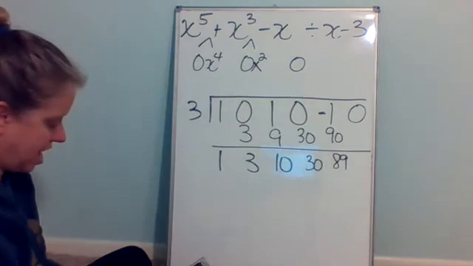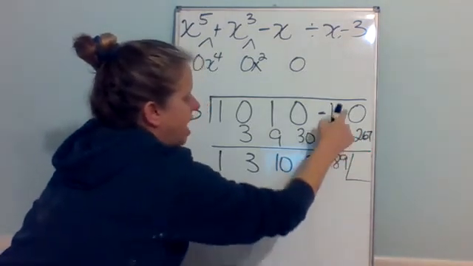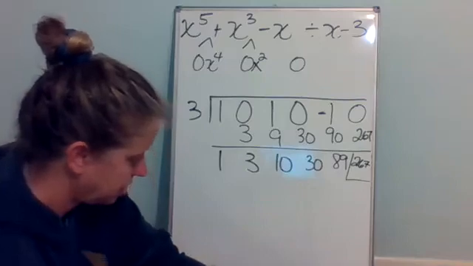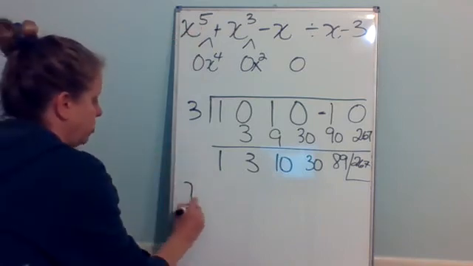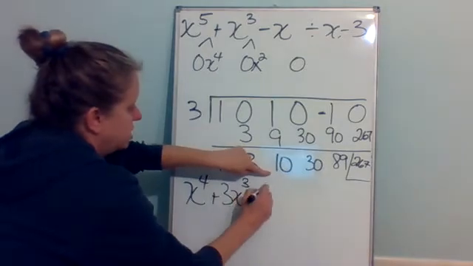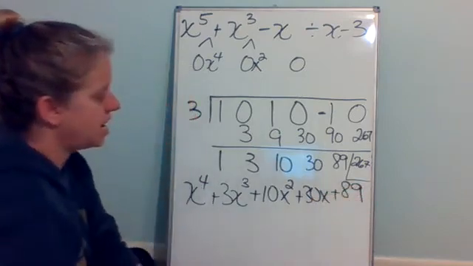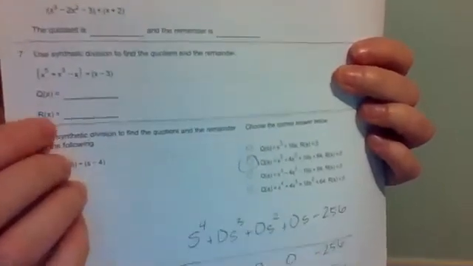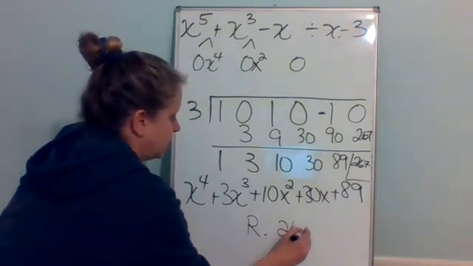Ooh, what's that? 3 times 89 gives me 267. Add that straight down, that's going to give me my remainder. So my quotient, starting here, one less exponent than this. So let's see, that's going to start off with 1x to the 4th, and then down from there, plus 3x to the 3rd, plus 10x squared, plus 30x, plus 89. So that's your quotient, which this one even asks a little bit different. It says q of x, that's where you just put your quotient, and then r of x is your remainder. Okay, so my remainder would be 267.